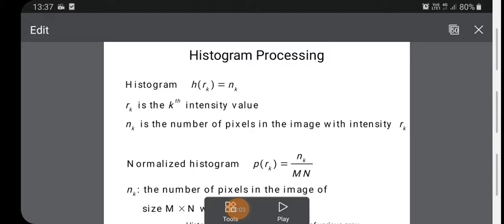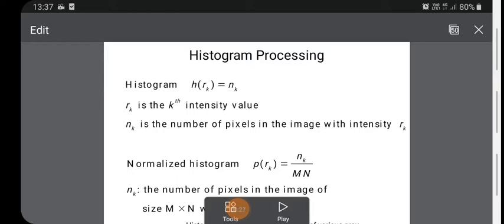In this video, we are going to see about histogram processing. A histogram is represented by the equation h(rk) = nk, where rk is the intensity value and nk is the number of pixels in the image with that intensity rk.